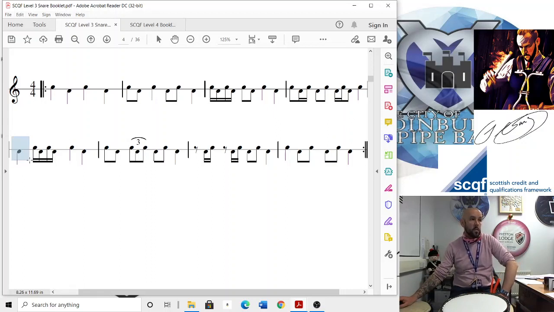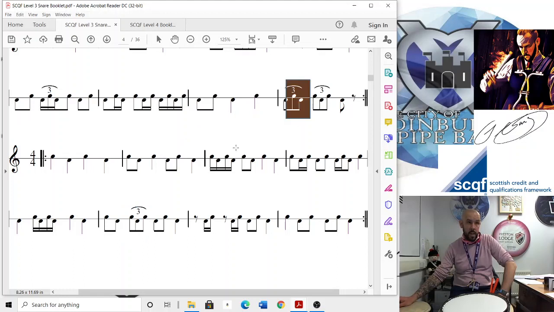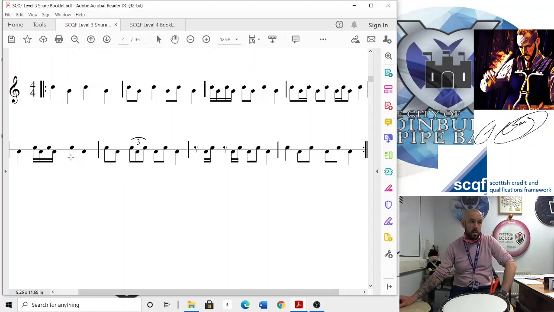1, 2 and a 3, 4. 1 and 2 day 3 and 4. So this again, same as the line above. Very relaxed triplets. So we've got 1, 2 and a 3, 4, 1 and 2 day 3 and 4. So that's easy enough. Quaver.